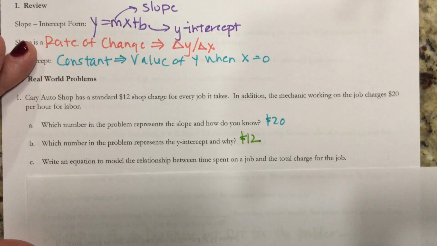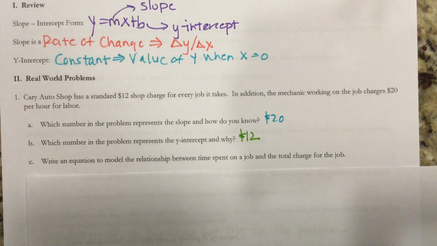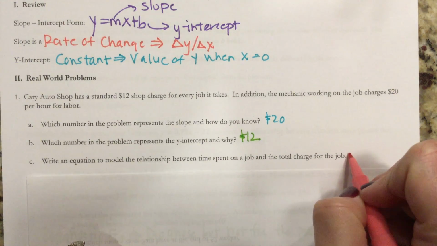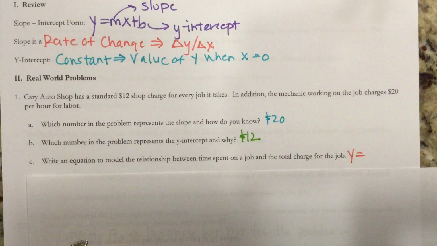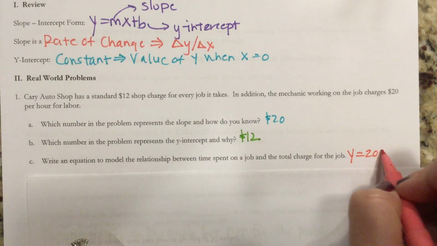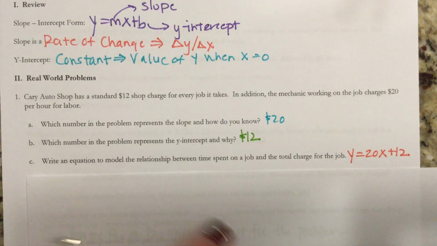The third question asks us to write an equation to model the relationship between the time that is spent on a job and the total charge for the job. When we think about this equation, we want to write that in slope-intercept form. y equals my slope, which is 20, times x, plus my y-intercept, which is 12.